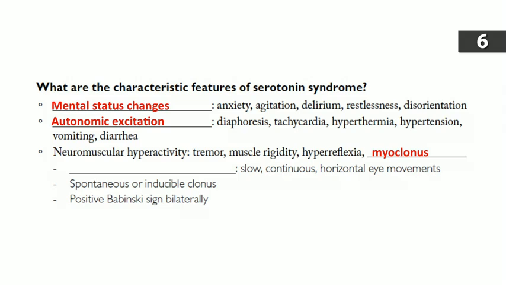But if you see a patient who's delirious and hyperthermic and has myoclonus, I want you to think about serotonin syndrome. Then the next blank is ocular clonus, which is slow, continuous horizontal eye movements. So clonus or spasm of the extraocular muscles. And this myoclonus can either be spontaneous myoclonus or inducible myoclonus.